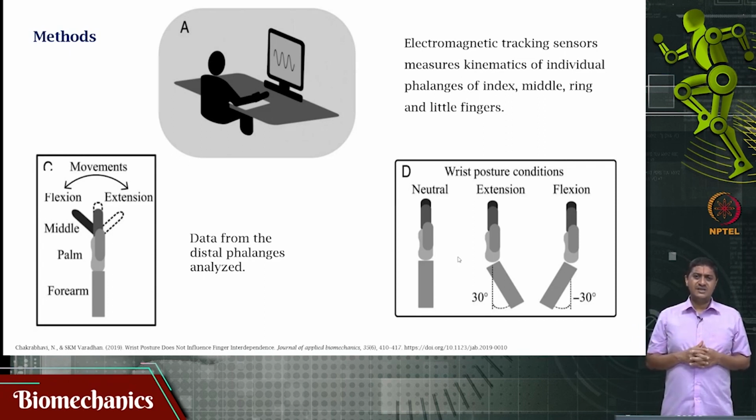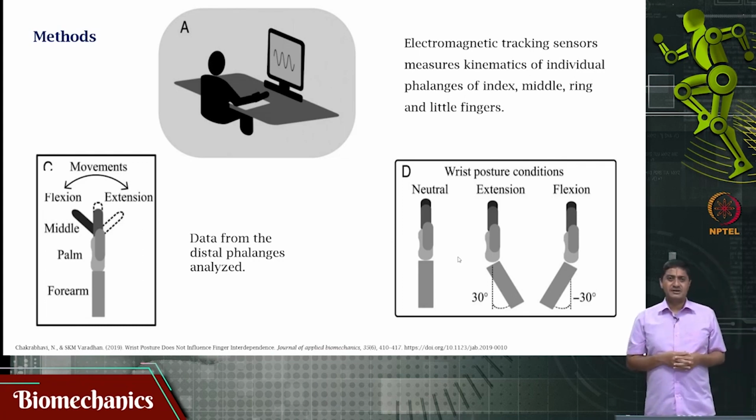And then we also placed one more sensor on the wrist, that is the dorsal side of the palm. So, that is just distal to the wrist joint, and we placed one more sensor just proximal to the wrist joint in the forearm.